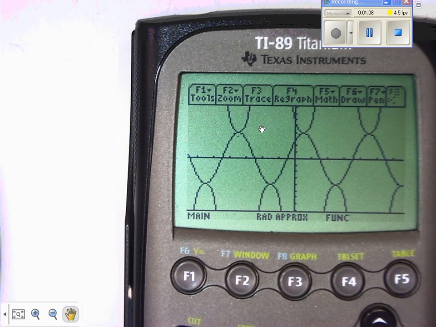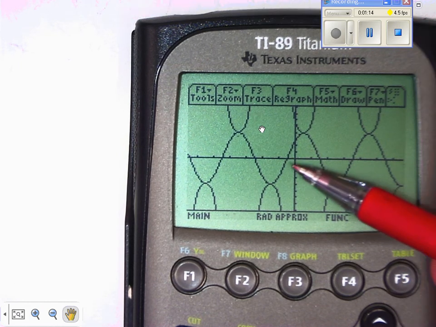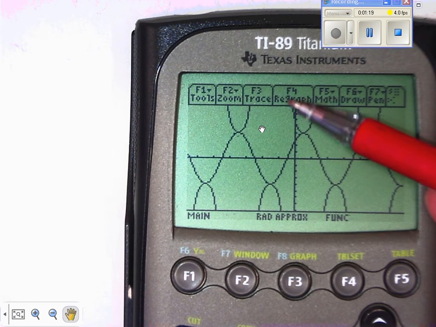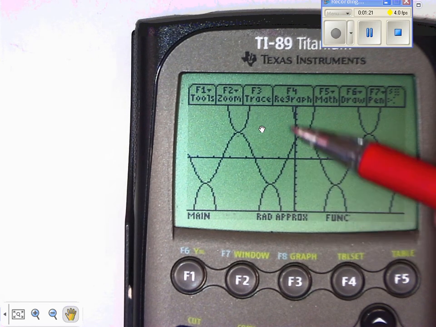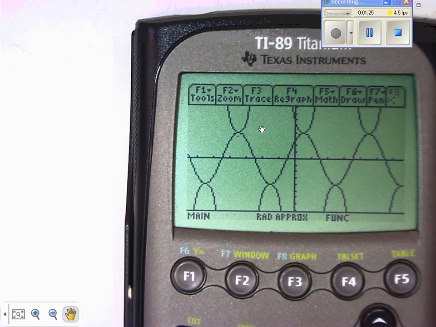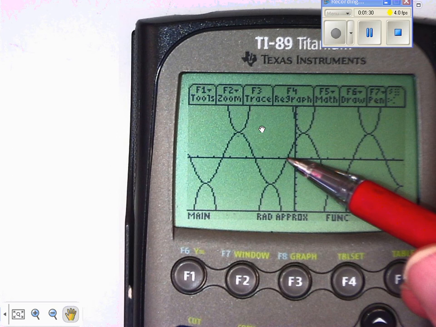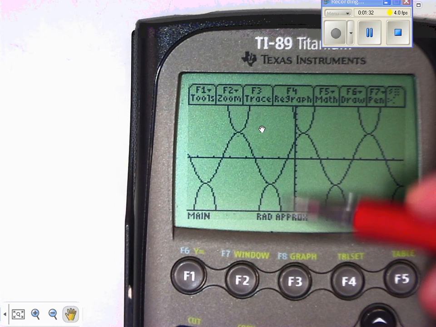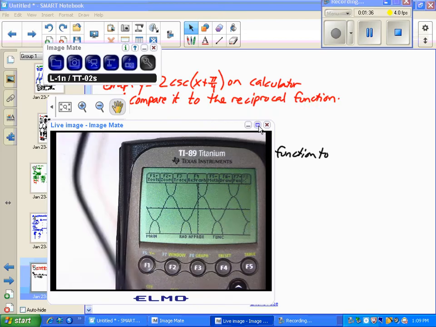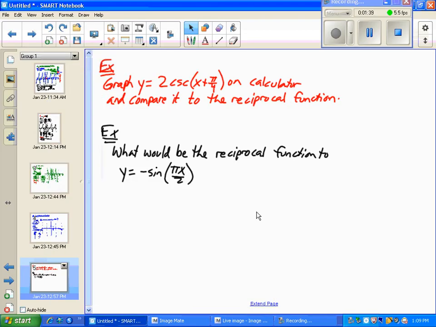And again, notice that your hills and valleys are the same. And notice that your zeros, your x-intercepts here, are actually your vertical asymptotes on the original cosecant function. If you think about that, the cosecant is 1 over sine of x plus pi fourths. So wherever sine of x plus pi fourths is 0, that is where I have the vertical asymptote of my cosecant function.